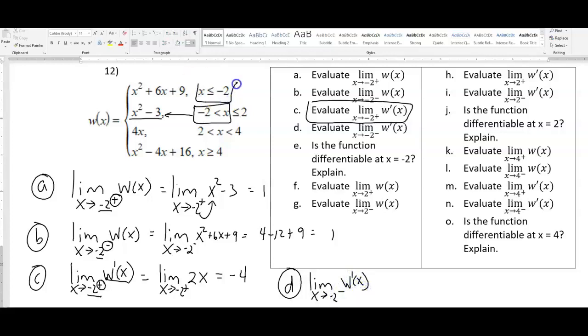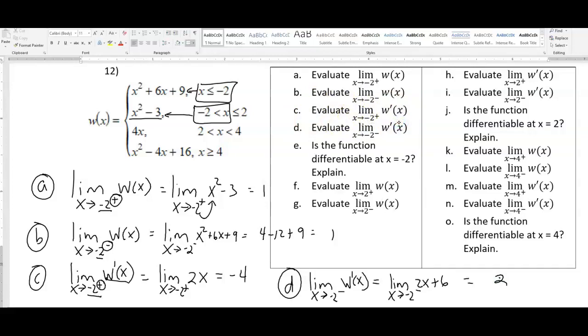That's where x is less than -2, so that's this piece here. The derivative of that is going to be 2x plus 6, and my direct substitution is going to be -4 plus 6, which is 2. All right, so that's parts A through D.